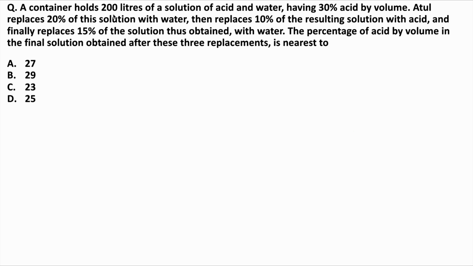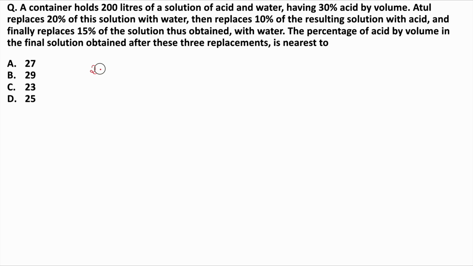Alright, a container contains 200 liters of a solution of acid and water having 30% acid by volume. Atul replaces 20% of this solution with water, then replaces 10% of the resulting solution with acid, and finally replaces 15% of the solution thus obtained with water. The percentage of acid by volume in the final solution obtained after these three replacements is nearest to.